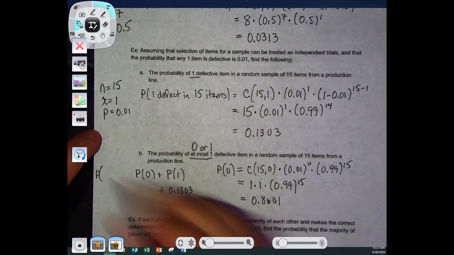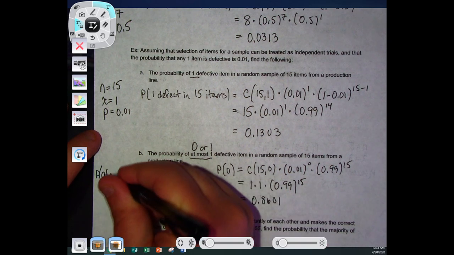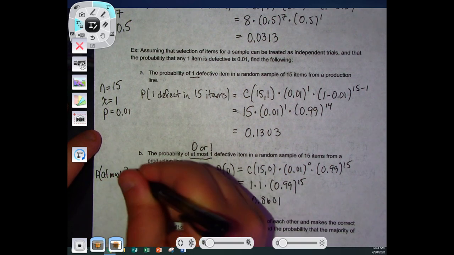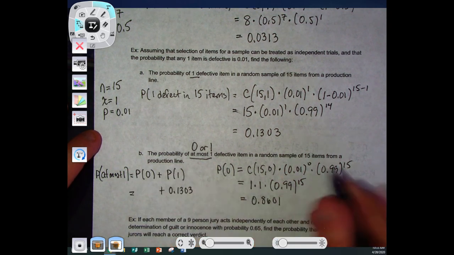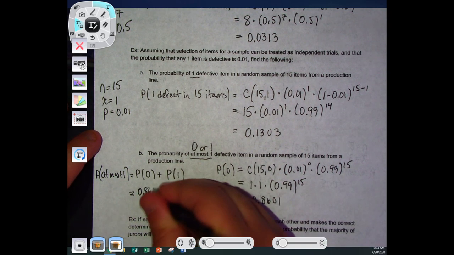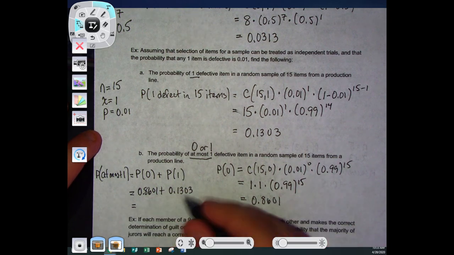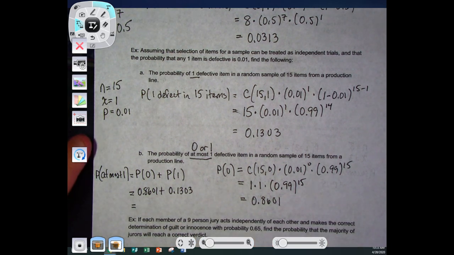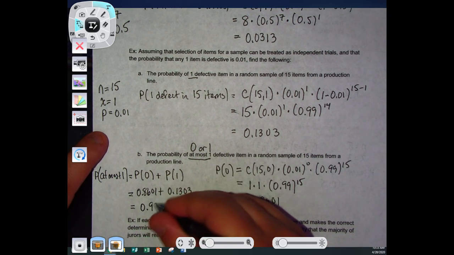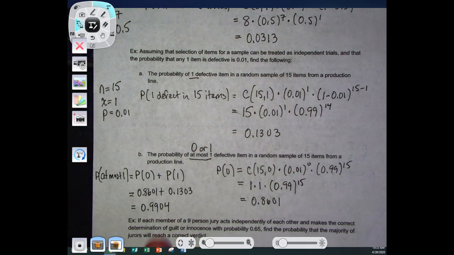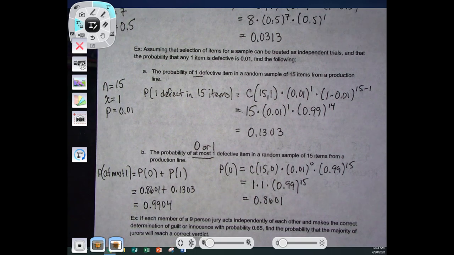So the probability of at most 1 would be equal to 0.08601 plus 0.1303, which gives us a probability of 0.9904. So there's a 99% chance of you picking at most one defective item in a random sample of 15. Okay.